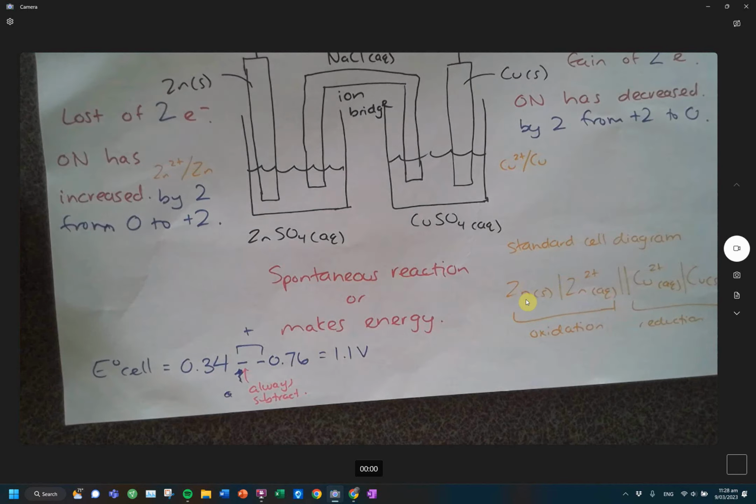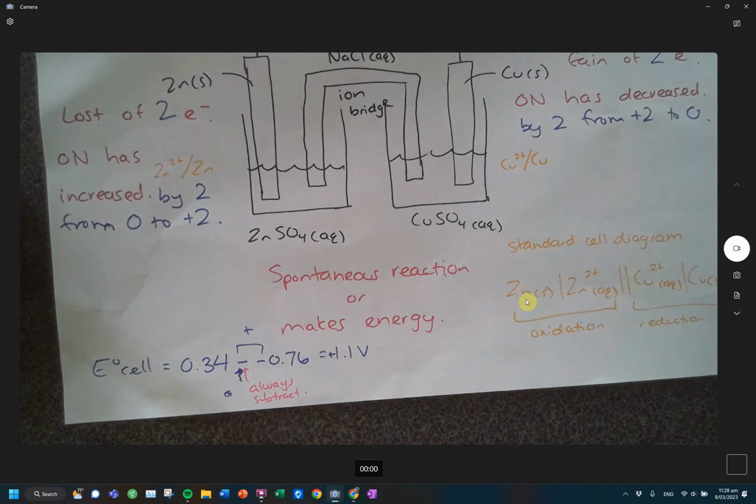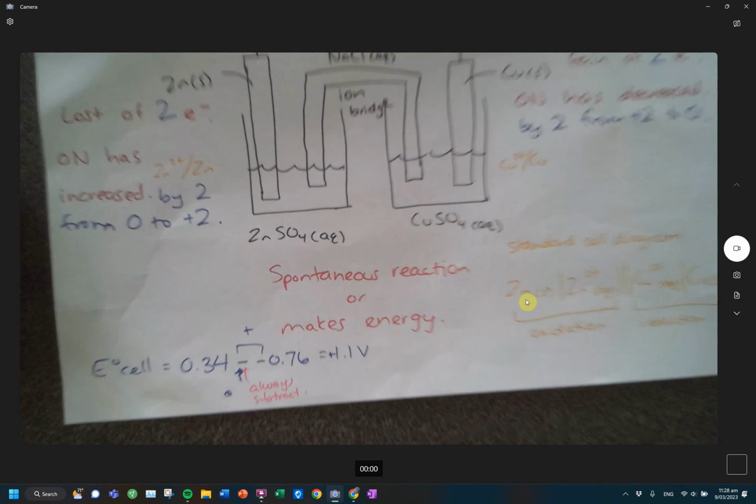Now, something you should be mindful of when it comes to our galvanic cells, it will always be a positive number. If you have a negative number, you have done something wrong. Negative numbers are for the electrolytic, positive numbers are for the galvanic.